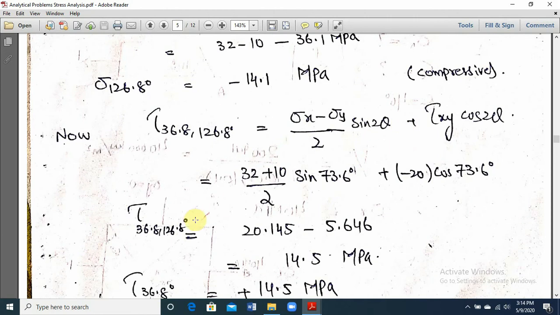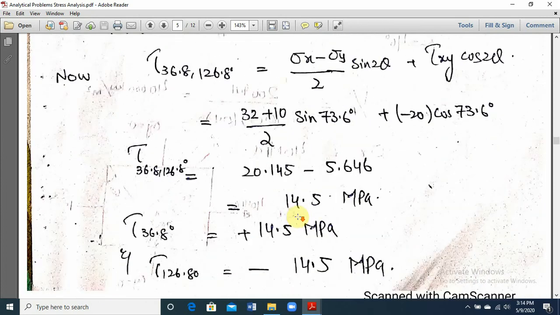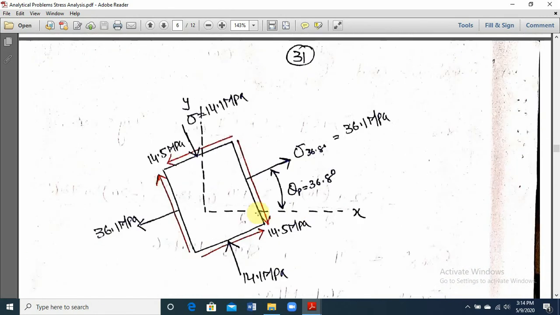And you know that once you get the value of shear stress at 36.8 degree, the value of shear stress at 126.8 degree will be of the same magnitude but with a negative sign. So we have drawn this reference and differential element also at 36.8 degree. What is the value of normal stress? 36.1 tensile. What is the value of normal stress at 126.8? It is 14.1 megapascal compressive. Similarly, shear stress plus 14.5, minus 14.5.